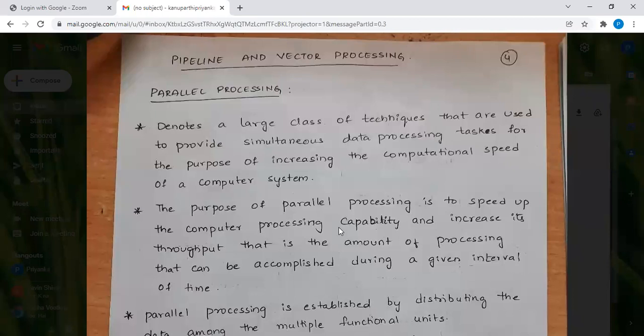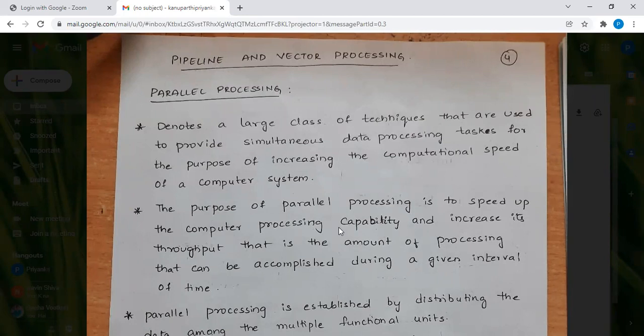Throughput means the amount of processing that can be accomplished during a given interval of time. Throughput is the amount of processing, the amount of processing of any task, that can be accomplished during a given interval of time. Within the time period, if you are able to complete the task, then we are saying that is throughput.